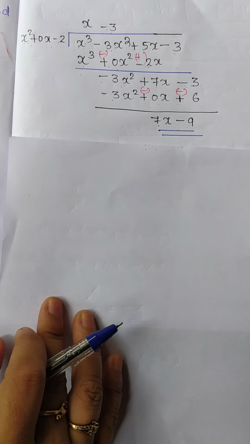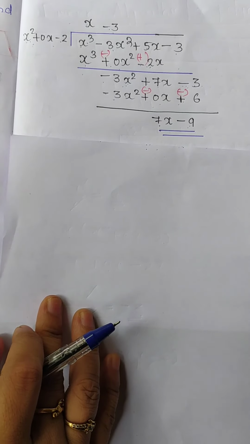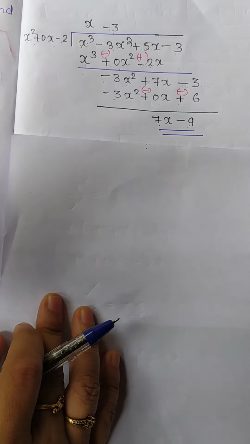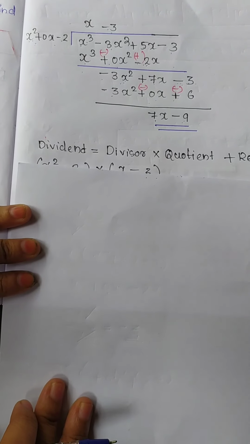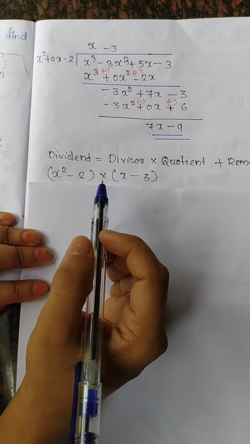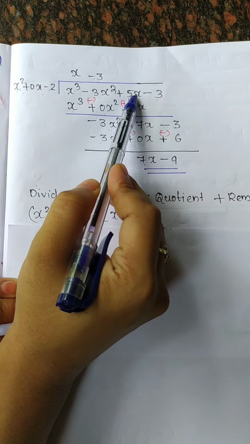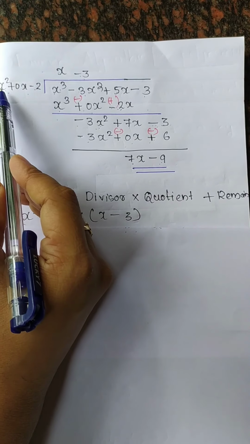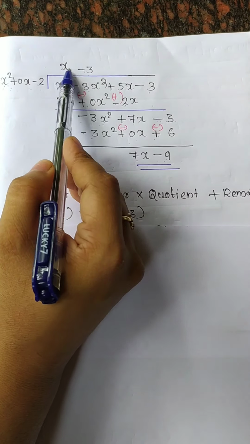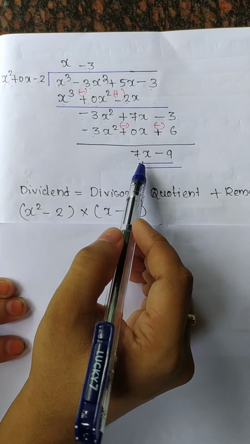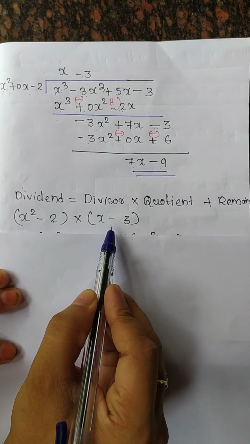So let's apply that rule. What is the rule that we studied? That is dividend equals divisor into quotient plus remainder. So what is the dividend here? Dividend is x cube minus 3x square plus 5x minus 3. What is the divisor? X square plus 0x minus 2, and quotient x minus 3 and remainder is 7x minus 9.